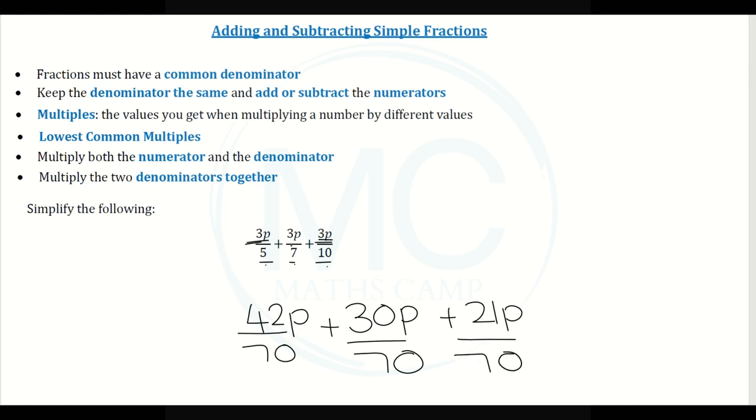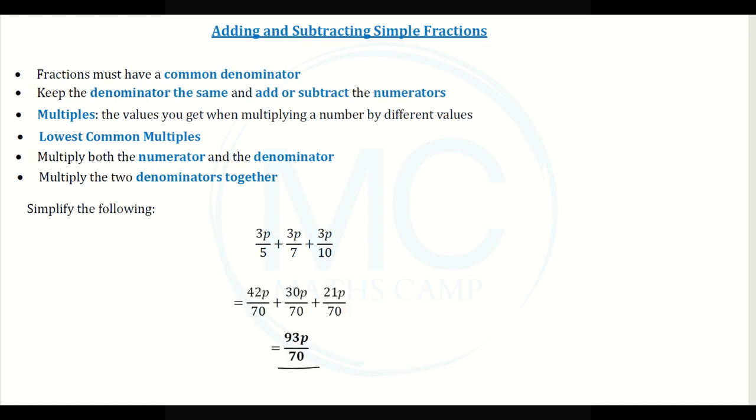We now have a common denominator of 70. So our answer will have a denominator of 70. Now let's add our numerators together. 42 plus 30 gives us 72, plus 21 gives us 93p. We cannot simplify this answer, which means that this is our final answer. You will see more examples like this in upcoming videos.